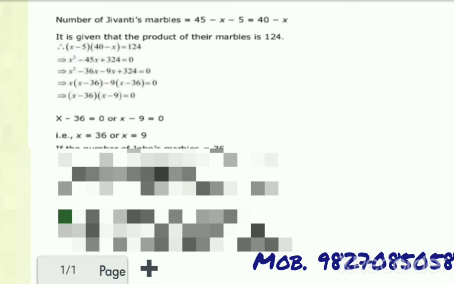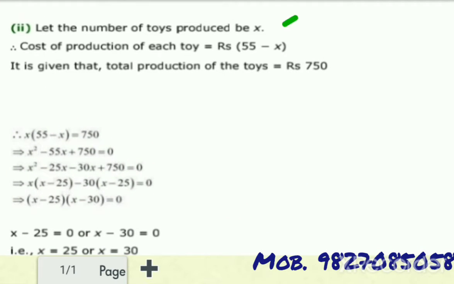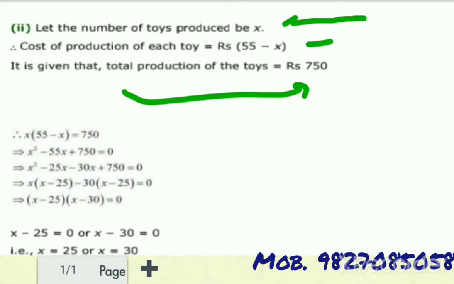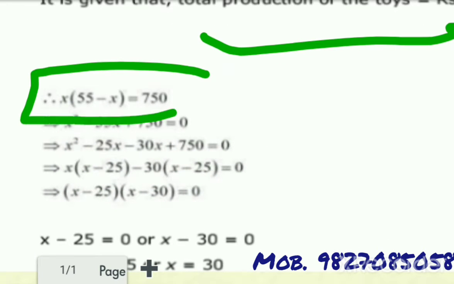Okay. So in this question, firstly we have to let the number of toys we produce be x and the cost of production be 55 minus x, according to the question. And according to the question again, the total production cost is equal to 750. So this is the number of toys and this is the cost of each toy. When we multiply these, we easily get 750. So we have to put the given information in an equation. Okay. So this becomes x(55 minus x) is equal to 750.